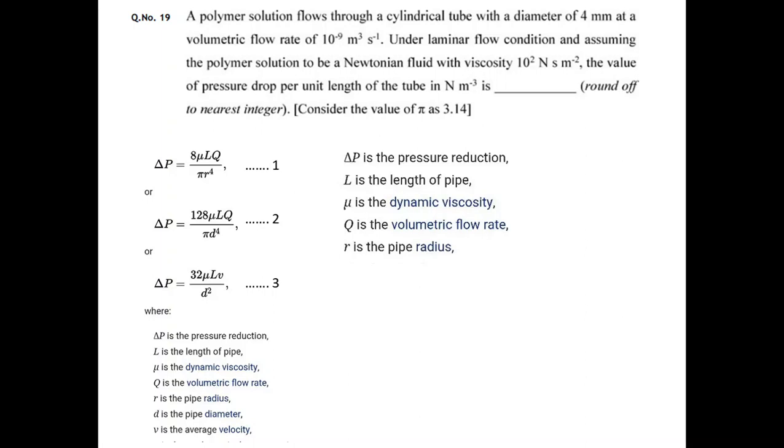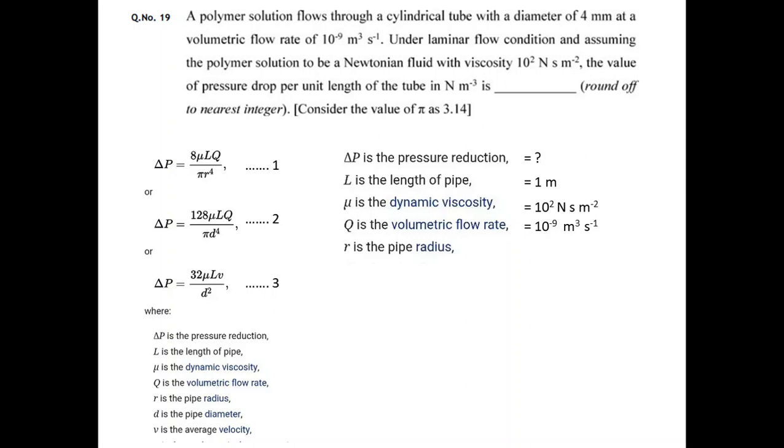So first is pressure drop, which needs to be calculated. Next is pipe length, as we need to calculate the pressure drop for unit length, then it will be 1 meter, as all the values need to be in similar scale. Next is viscosity and flow rate. Both viscosity and flow rate are given and in proper metric unit, so we do not need to make any changes. Last one is pipe radius.